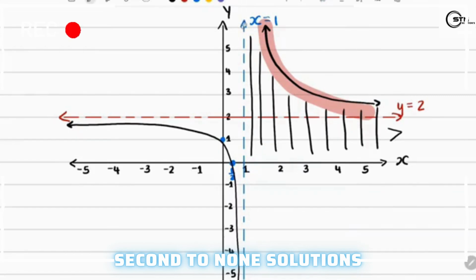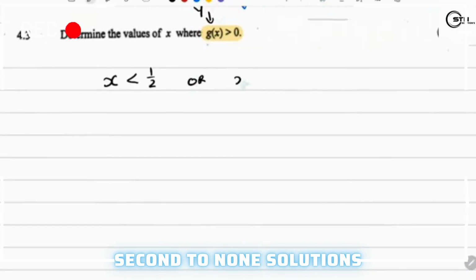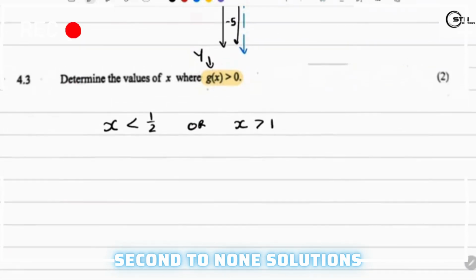It started here after this asymptote of 1. Okay, that x value of 1. Then it was every value that came after it to the right. So this is where x is greater than 1. Okay, so we can tell them that. So, or x is greater than 1. And that would be our answer for this question.